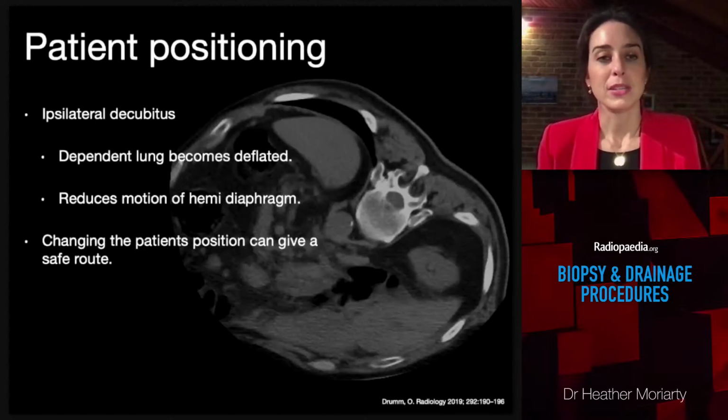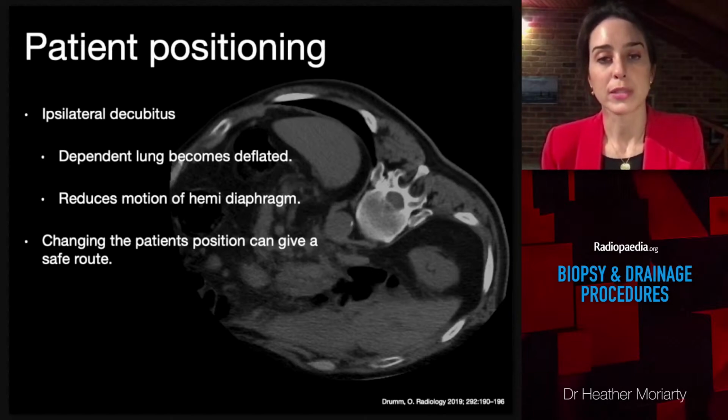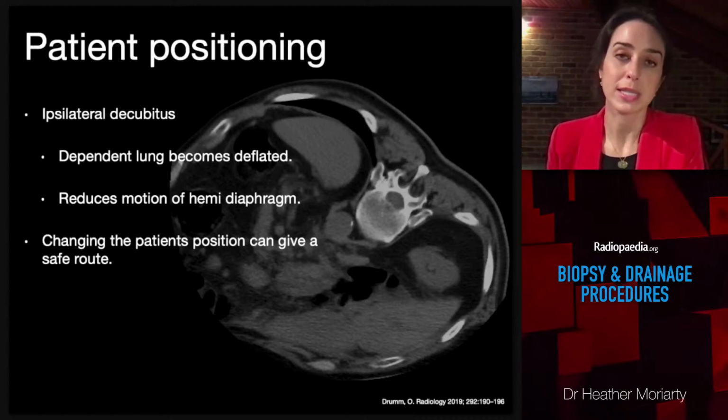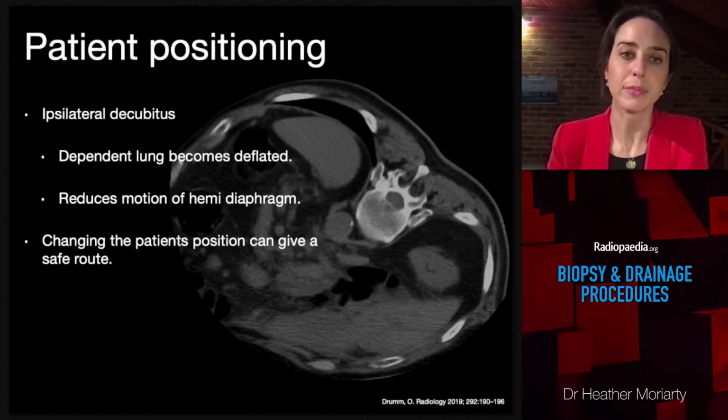Ipsilateral decubitus is a useful position. It can potentially decrease the risk of pneumothorax for lung biopsies. It's also useful in the upper abdomen. It reduces motion of that hemidiaphragm, and the less movement means the fewer complications. The dependent lung can also deflate a little and move out of the costophrenic recess, which decreases the risk of lung transgression for upper abdominal procedures.